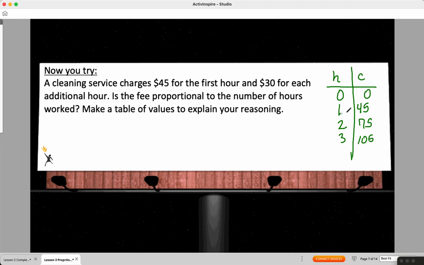So if I do my math, this is $45, 45 over 1. This one ends up being 37.5 over 1. Well, these two are different. Therefore, it's a non-proportional answer.